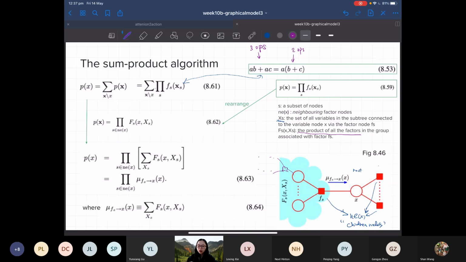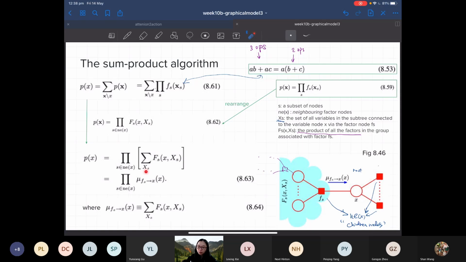And in the next step, what happens is that we exchange the order of product and sums. This is due to 8.53. So we have a sum over a big product of factors. We rearrange this term, and then we essentially pull the product to the front, which saves some computation according to this.